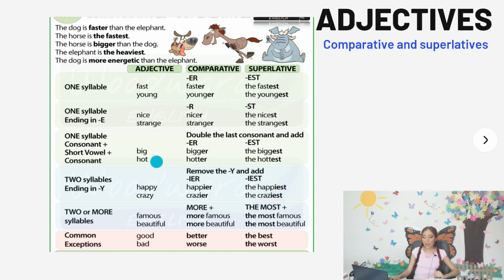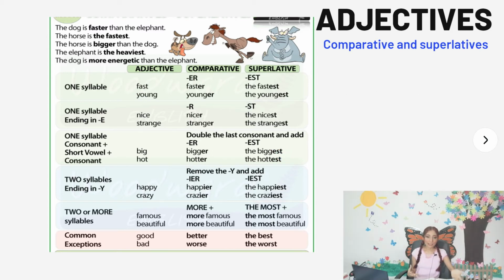What happens if we have an adjective that is just one syllable and it ends with a consonant and a vowel, okay? Consonant G, vowel I. So we need to double that last consonant, bigger with double G, harder with double T, and it's the same for the superlative, the biggest, the hardest.